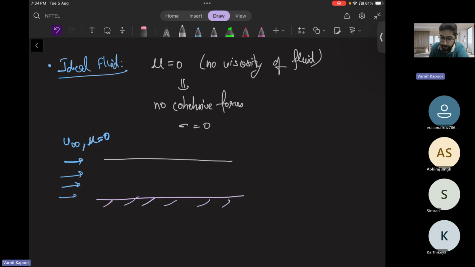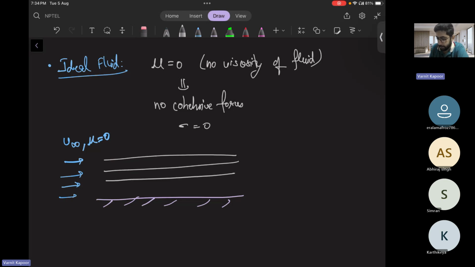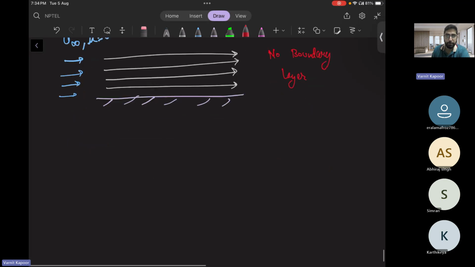It will look like just layers of fluid going with all of them having equal velocities. There is no boundary there, because there is no viscosity present, so there is no resistance in the fluid. Such kinds of fluids are called ideal fluids, and they don't exist in reality.